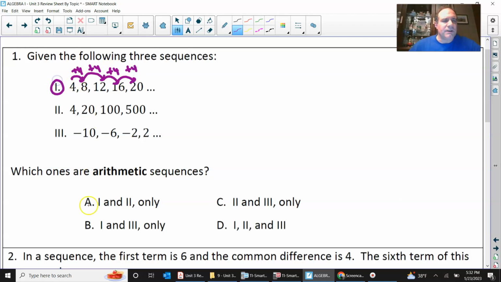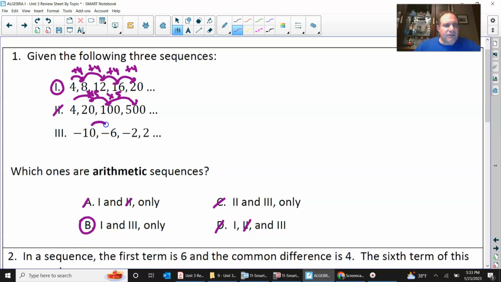So we're going to put 1 down. So 1 has to be in the answer. Okay, C is out. 2 goes to 20, that's a plus 16. This goes to 100. This goes to 500. Actually, it's multiplying by 5. Not adding, multiplying by 5. That is out. So 2 is out. 3, this is out. Has to be B, 1 and 3.